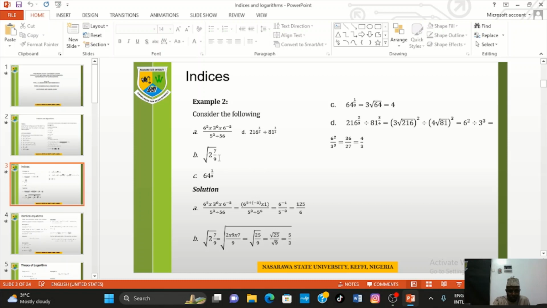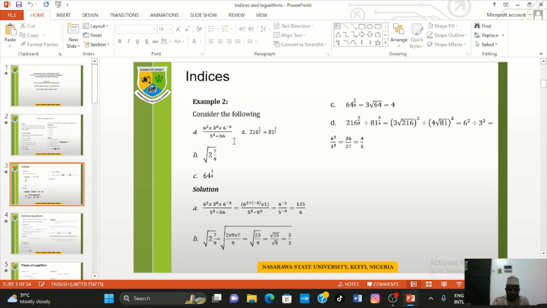Then B, the square root of 2 whole number 7 all over 9. C, 64 raised to the power of 1 all over 3. And D, 216 raised to the power of 2 all over 3, divided by 81 raised to the power of 3 all over 4.